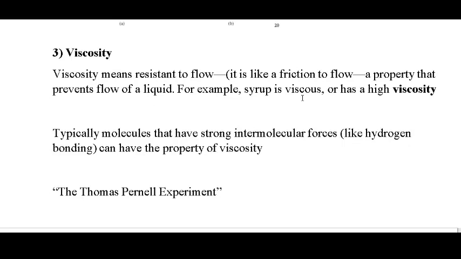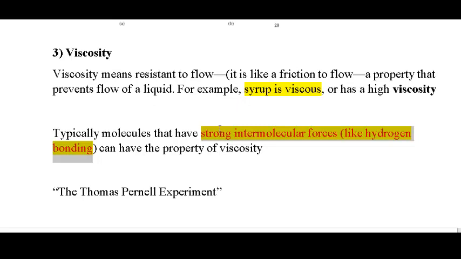Friction to flow, and some molecules have higher viscosity than others. So maple syrup is probably our best example for viscous. Molecules that have strong intermolecular forces. So now you should come to one of the themes here, that strong intermolecular forces means something that has hydrogen bonding potential. So that's going to take a lot of energy to break those apart, right?